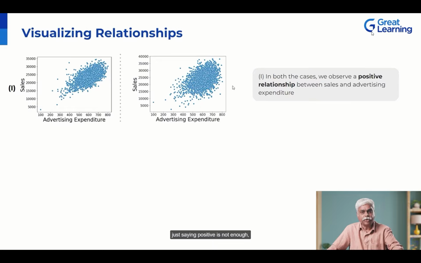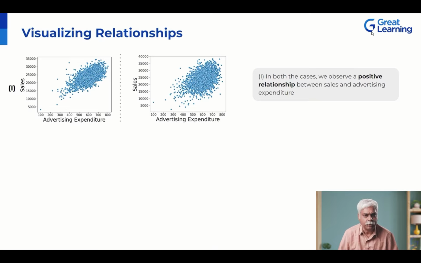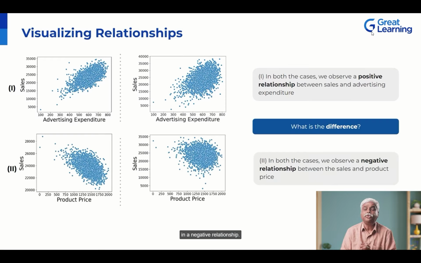So in other words, therefore, just saying positive is not enough. I need to have a gradation scale here, a way to understand the extent of positivity, shall we say. The same thing could be true in a negative relationship. We might have a plot that says, really, when I increase prices, most of the time sales does indeed go down. Not always, but quite often than not. But for the plot on the right, that's not really as true.